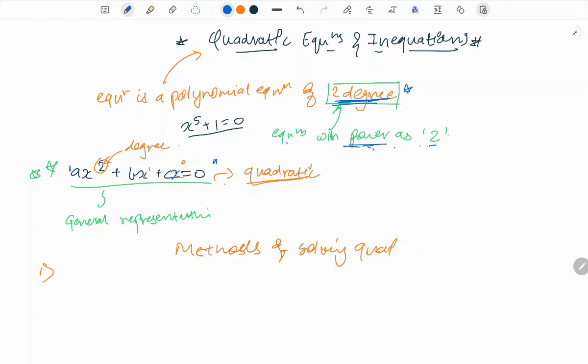We can see here x to the power 0, then here x to the power 1, then here it is x square. So x is a variable term and a, b belong to real numbers where a is not equal to 0. Then the above equation is a quadratic equation as x has the higher degree of 2.